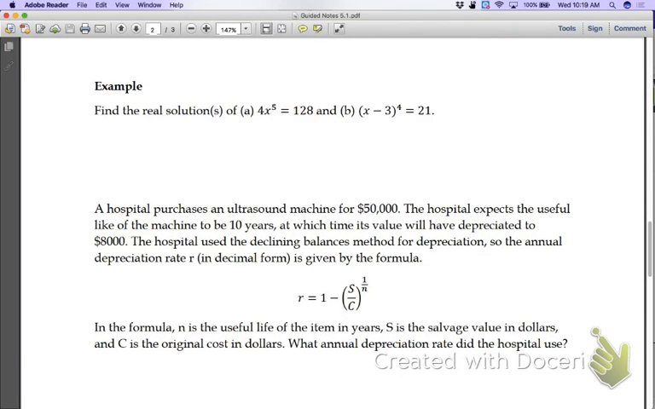You're going to have two different types of these. One is going to be like A, and then one is going to be like B. What's the biggest difference you notice, besides the exponent, besides one has a 4 and one has a 128 and the other one has a 3 and the other one has a 21? What's the biggest glaring difference between the two types of problems? What does one have that the other one doesn't?